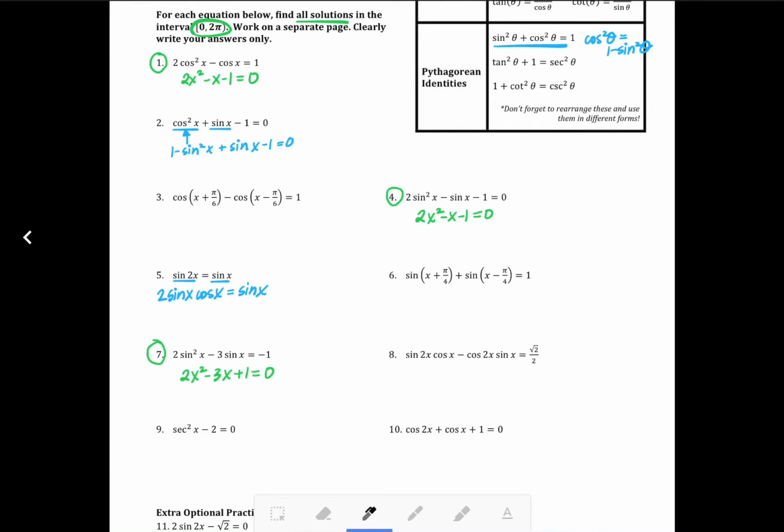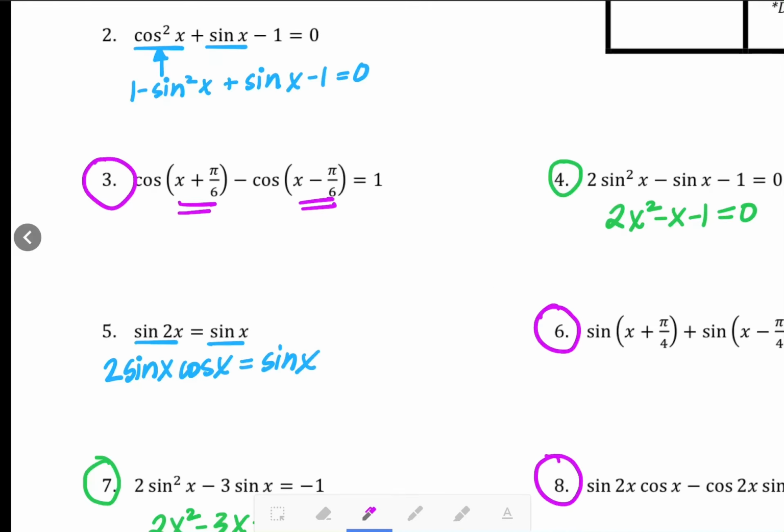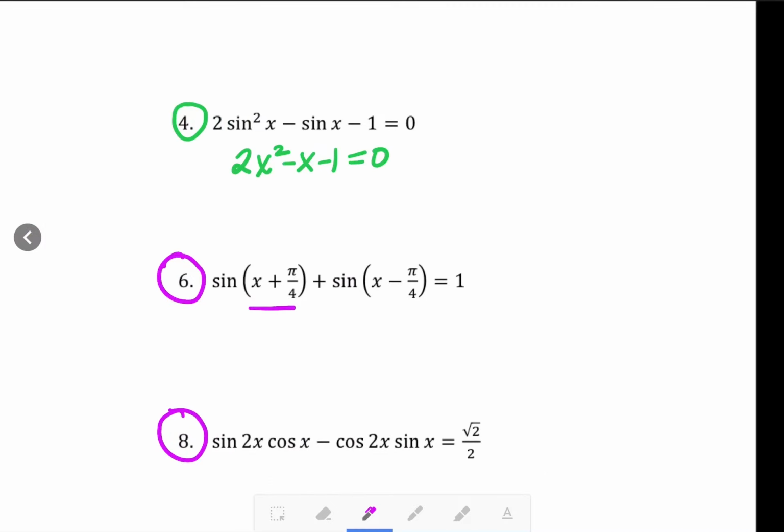My last hint for you guys is going to be on this problem and this problem. Ooh, this one too. These all are using our new sum and difference formulas. So if we look at this, this actually has a sum and difference right there. Expand this using the sum and difference formula. You'll see some really nice things happening. This one, same thing. These are sum and difference formulas. Expand this. Use those sum and difference formulas.